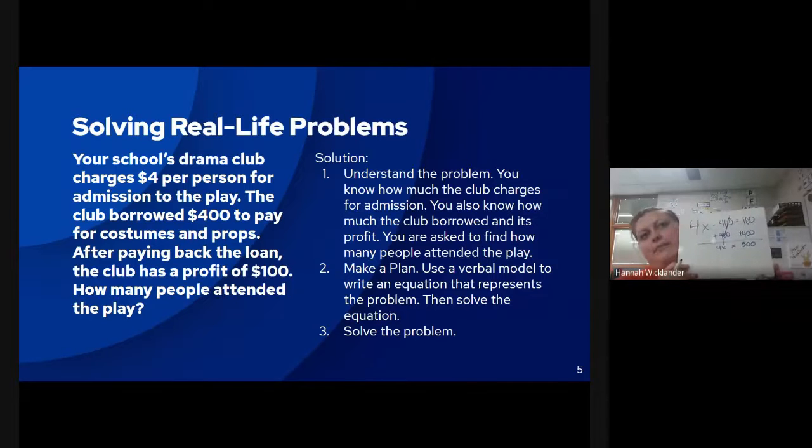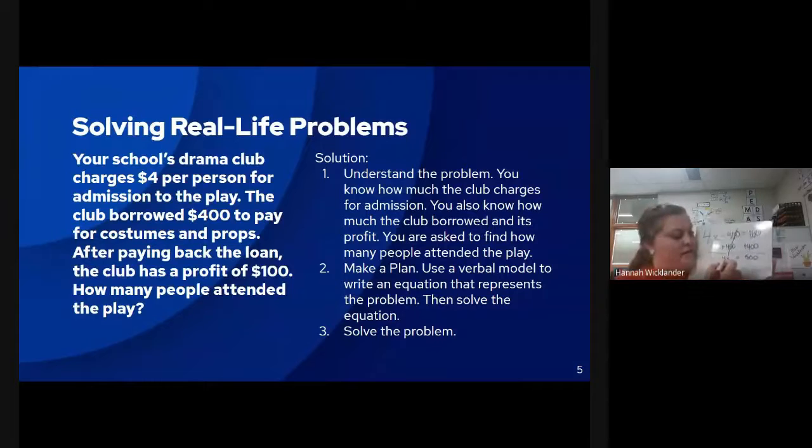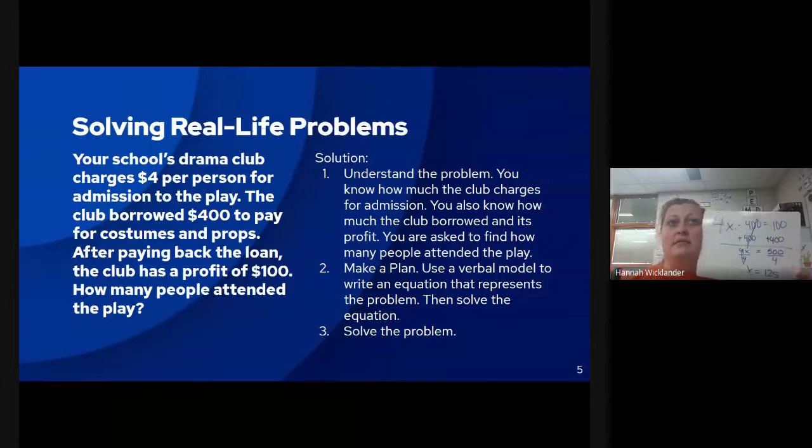Now that's a simple one-step equation you can solve. What's your next step? 500 divided by 4. Yep, divide 4 from both sides to get x by itself. So now these will cancel, and x equals 125 because 500 divided by 4 gives me 125. Does that make sense? Kind of, little?